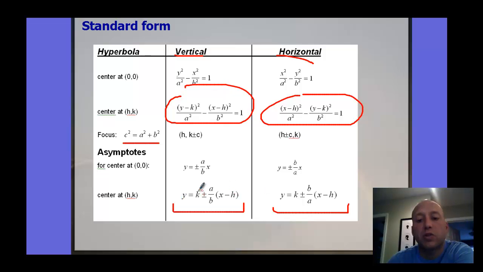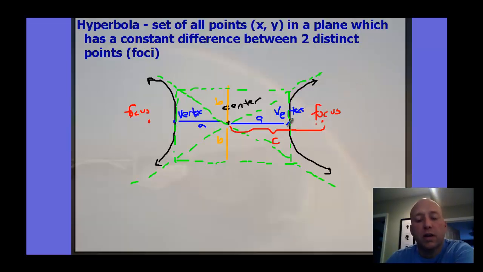They become reciprocals of each other depending on whether it's vertical or horizontal. And if you look at the shape here, one of the big differences between the ellipse and the hyperbola is that here C is actually bigger than A. When the focus is inside, smaller than A, the branches open inward and create that ellipse. When C is outside, bigger than A, it creates the hyperbola.